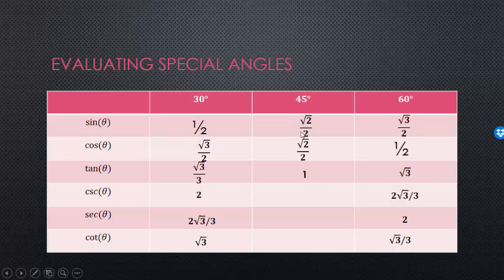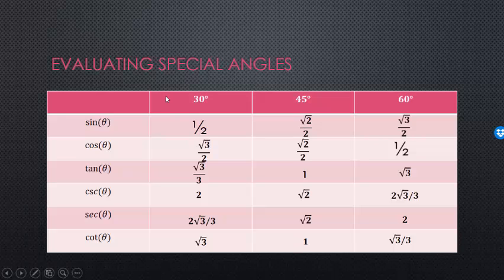2 over the square root of 2, remember that the square root of 2 over 2 is 1 over the square root of 2. So taking the reciprocal, we simply have the square root of 2. This will be the same for secant. And cotangent is 1 over tangent, since tangent is opposite over adjacent, cotangent is adjacent over opposite, and we also have 1.